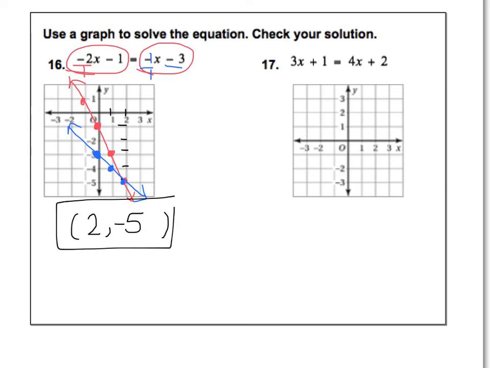There's your answer. Number 17, my y-intercept is +1, and my slope is 3 over 1. So from there, I go up 3 over 1.